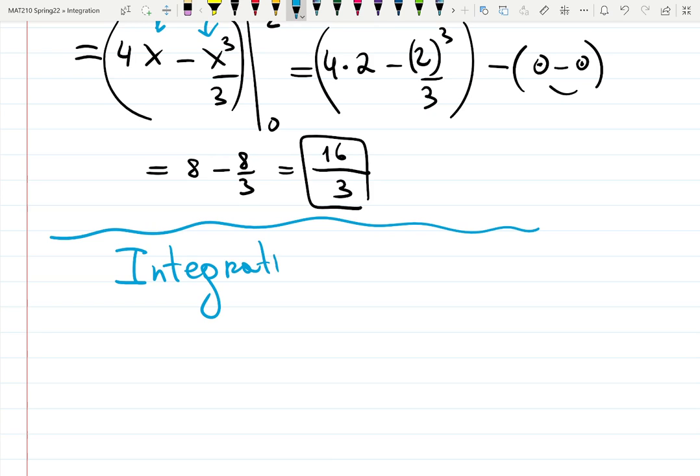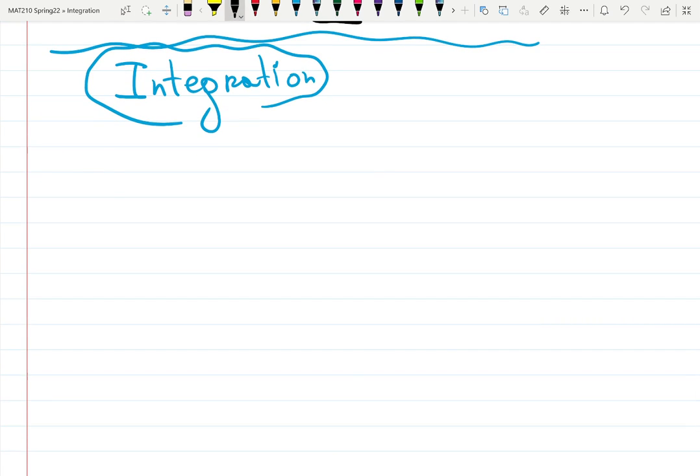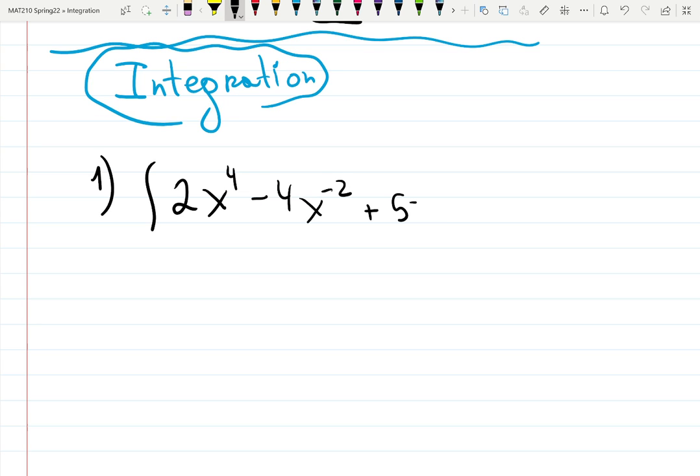Integration. Integrals. This one, 2x to the 4 minus 4x to the minus 2 plus 5x to the minus 5 plus 3. While I'm looking for my paper, you do it by yourself. And then let's check with my results. Because I have a list of questions prepared.